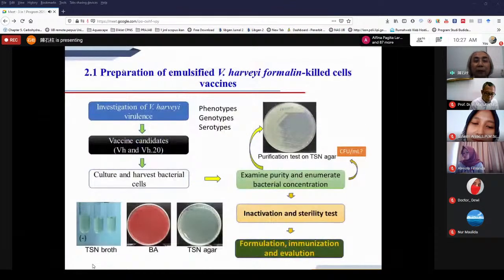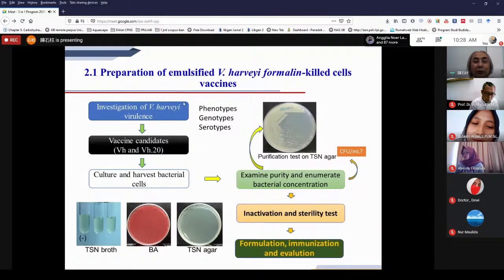So how do we prepare the vaccine? In this slide, we show the preparation of the emulsified vaccine with the formalin-killed bacteria. You select the vaccine candidate. What kind of criteria do you use to choose your vaccine candidate? According to the phenotype, genotype, and serotype.